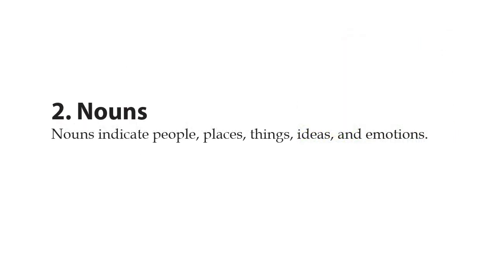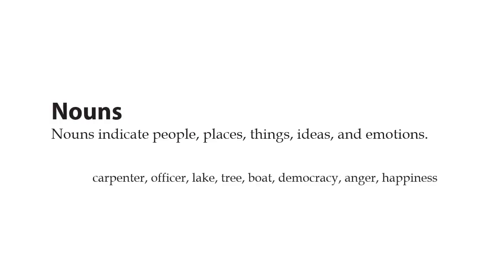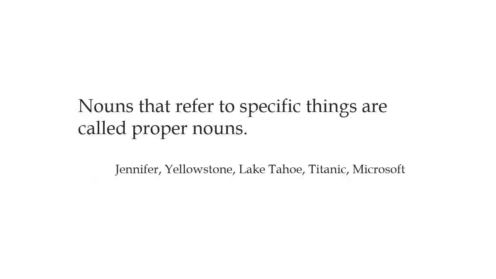Okay, the second part of speech is nouns. Nouns indicate people, places, things, ideas, and emotions. So, for example, carpenter, officer, lake, tree, boat, democracy, anger, happiness. Anger and happiness, I mean, these are emotions. Democracy is an idea. Those are also nouns.